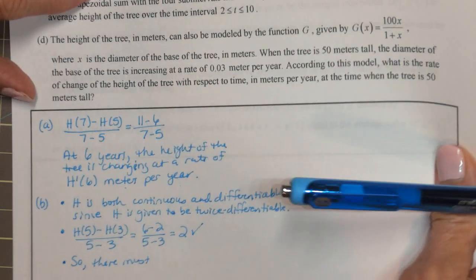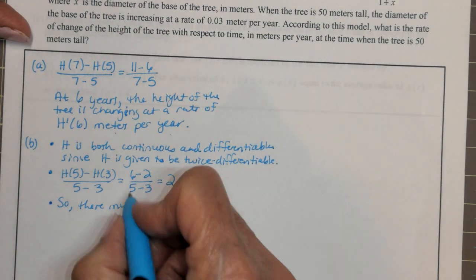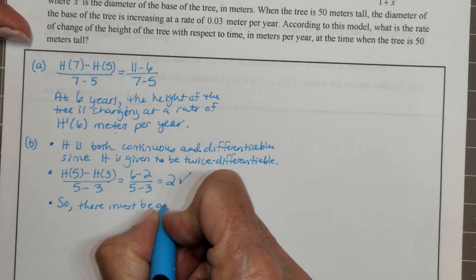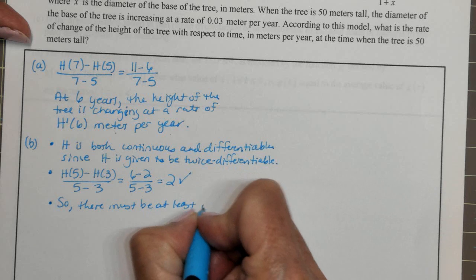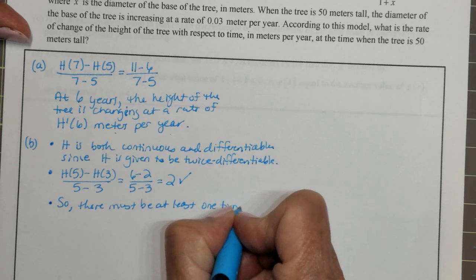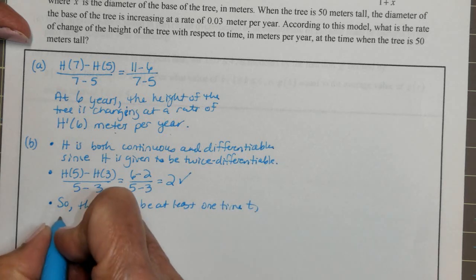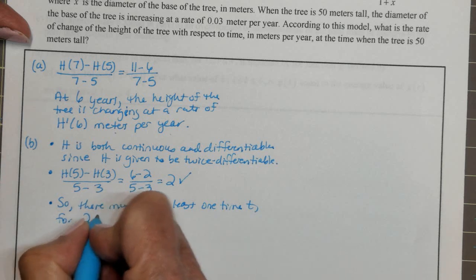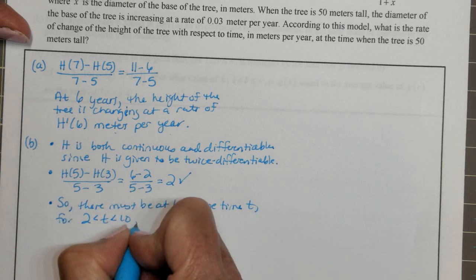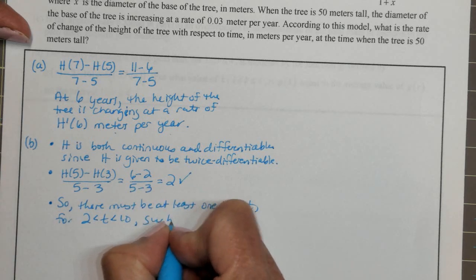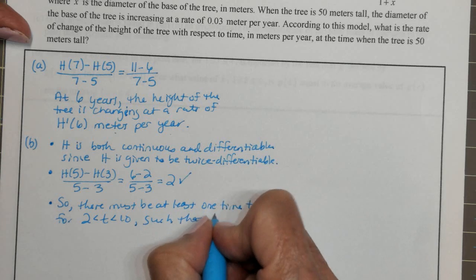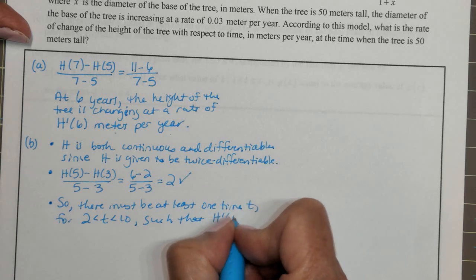There must be at least one time T for 2 to 10 such that H prime of T is 2.